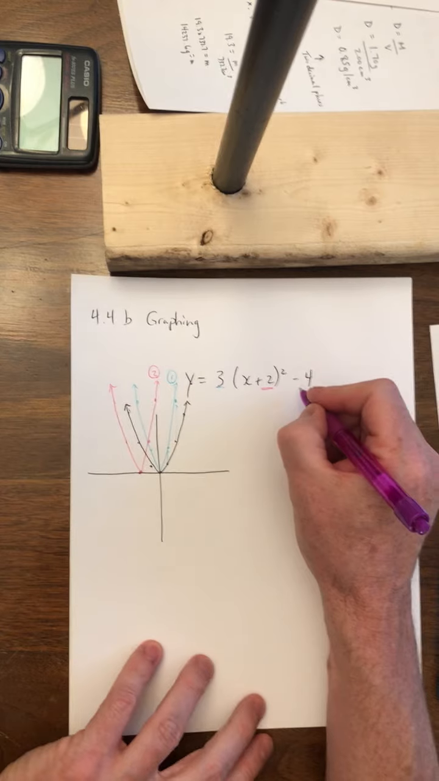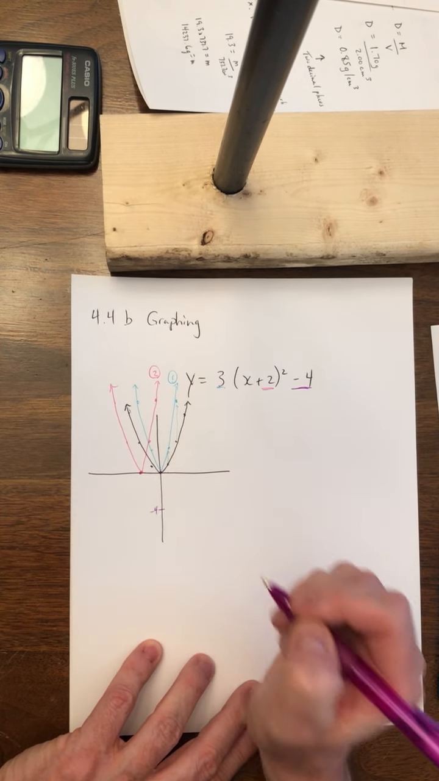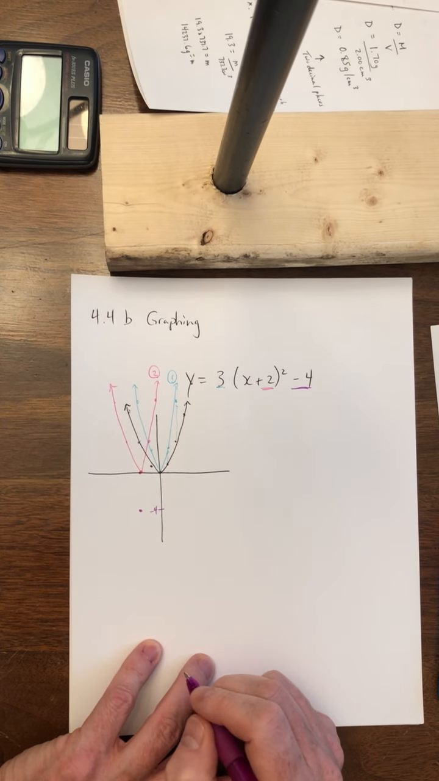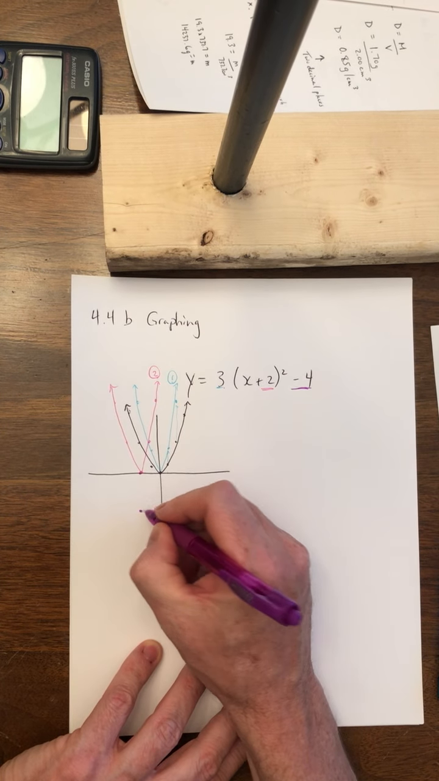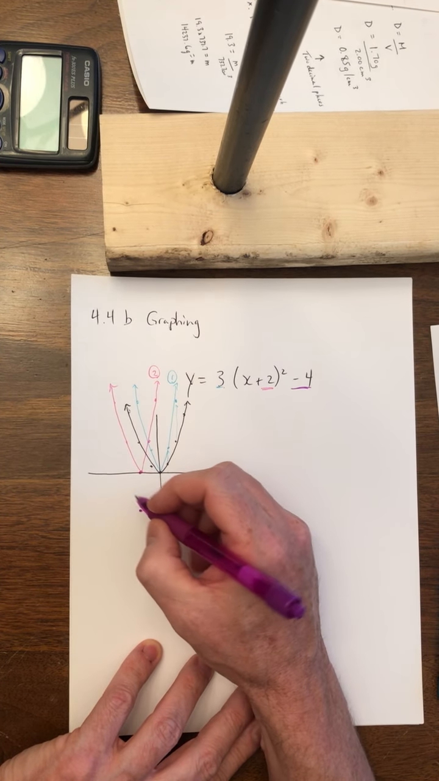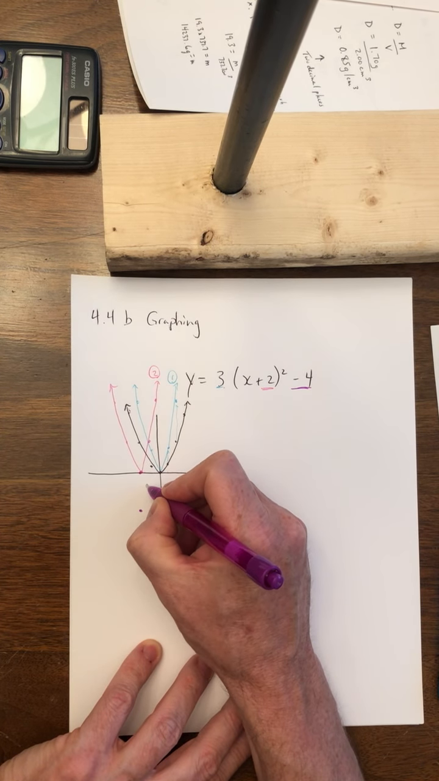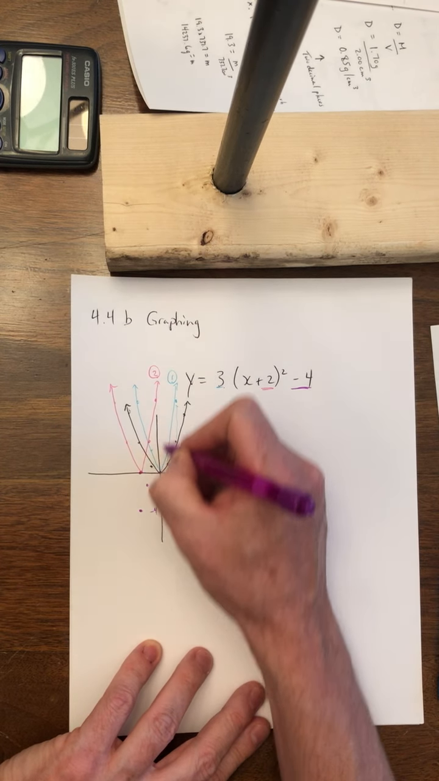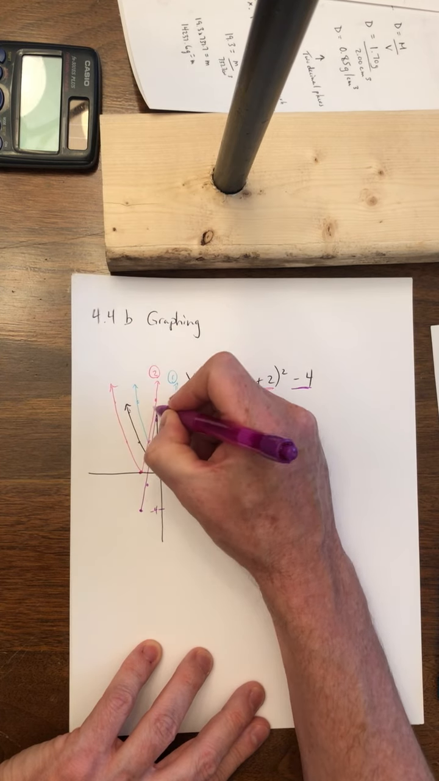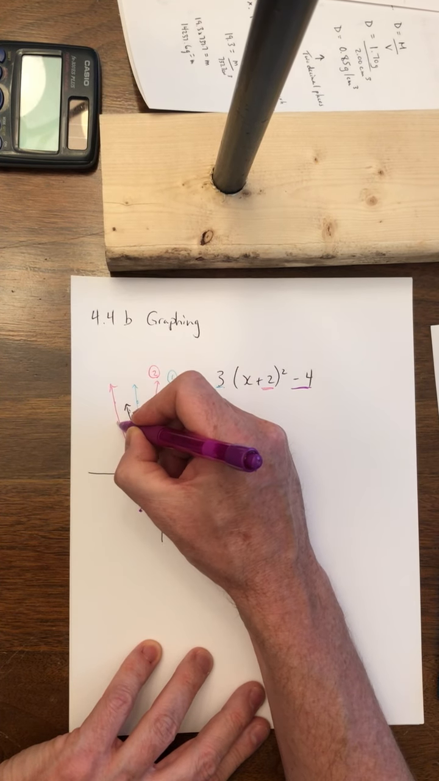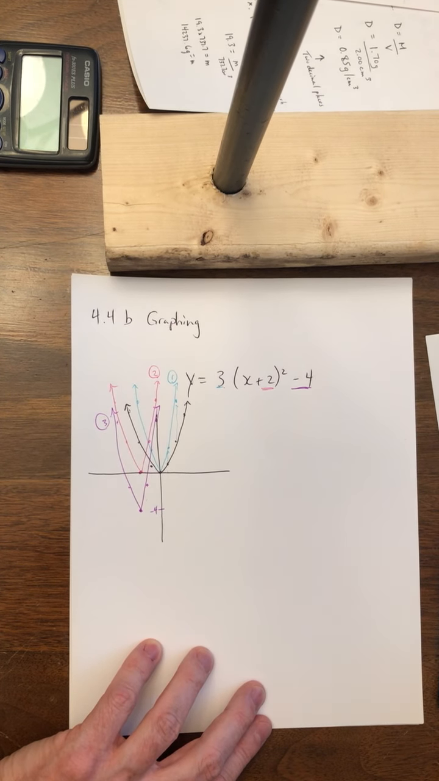Our third transformation is our k, negative 4. This tells us that everything shifts down 4 spots. So from here, once again, we can shift all the points down 4 or anchor it off of our vertex. I'm going to go over 1, up 3, over 2, up, I forget what our value is, 12. And then we have the same points on the other side. So there is our third transformation.